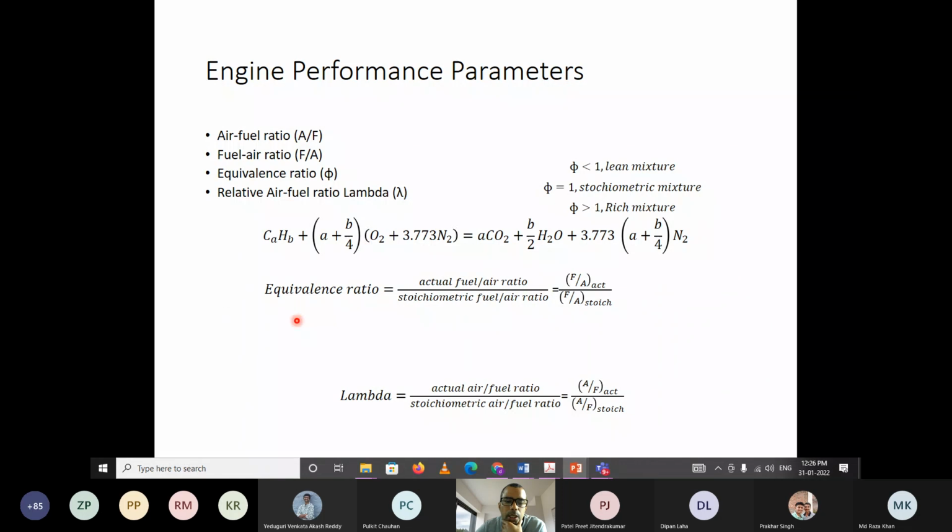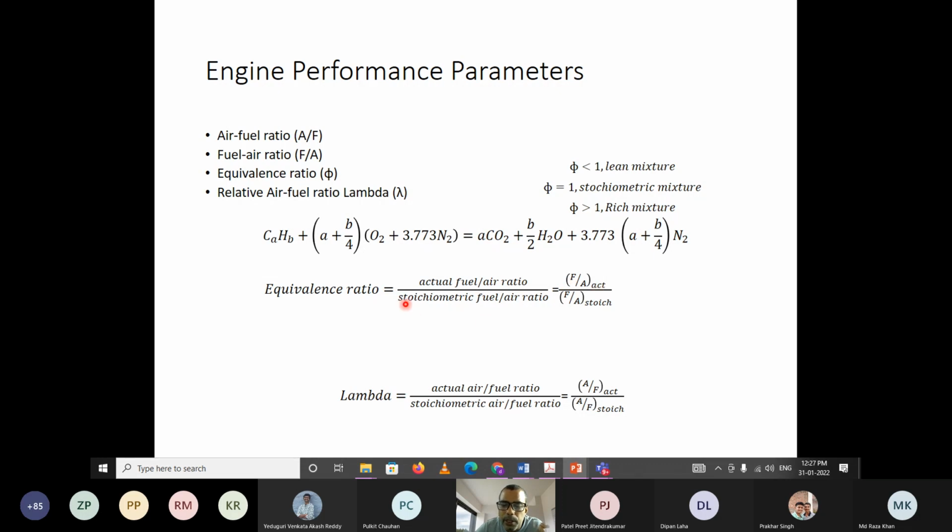What is that? It's nothing like any big thing. Equivalence ratio is defined as the actual fuel divided by air ratio. It means we have to measure the actual air mass flow rate and the actual flow rate of the fuel, and then take the ratio of the actual fuel flow rate divided by the actual air mass flow rate. So that is giving the actual fuel by air ratio, written as F by A actual.